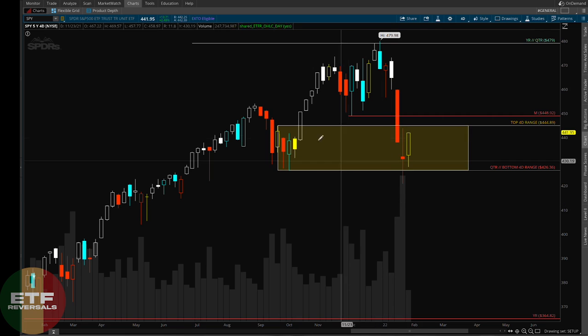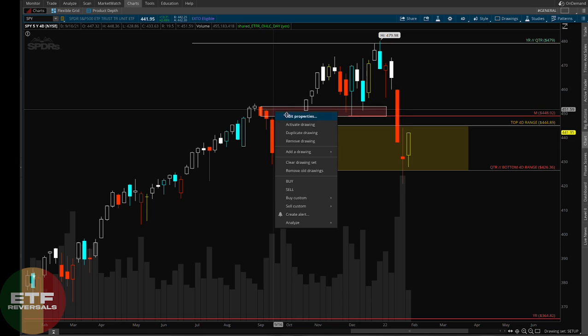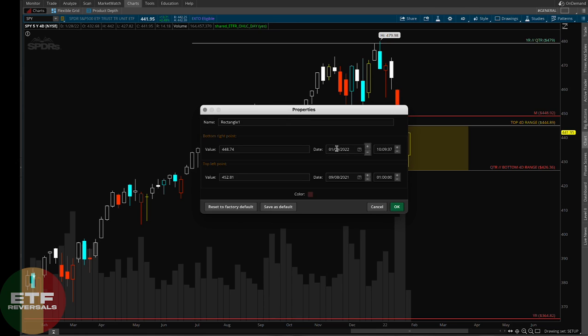Okay, that's one. Then you can see we have a bit of a supply zone. Now, I know people do this different ways. I like to just get the top of the candle where the trend started. But, you know, this is all subjective.